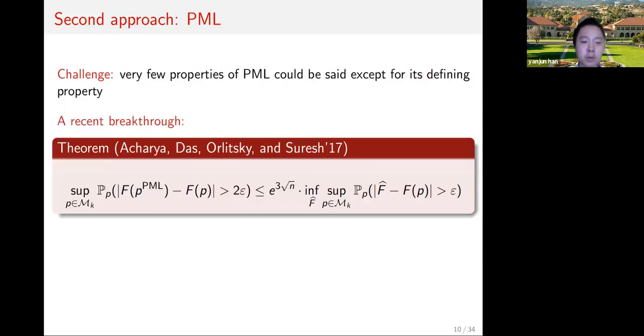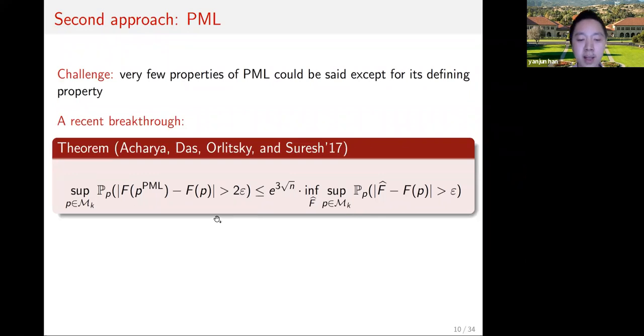A recent breakthrough was obtained in 2017 by Acharya, Das, Orlitsky, and Suresh, which shows the competitive analysis of the PML. Specifically, the result says the following. Suppose there exists another estimator f hat such that the worst case probability of f hat being epsilon far from the truth is delta.